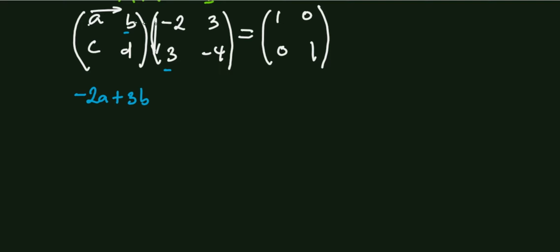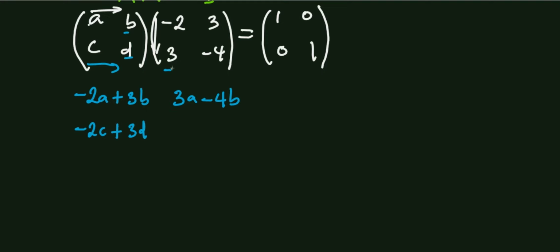We also take the first row multiplied by the second column. A will multiply 3, giving 3A, and B will multiply minus 4. In the first row, we multiply the second column. Okay, the second row now, we multiply the first column. C will multiply minus 2, giving minus 2C, and D will multiply 3, giving plus 3D.